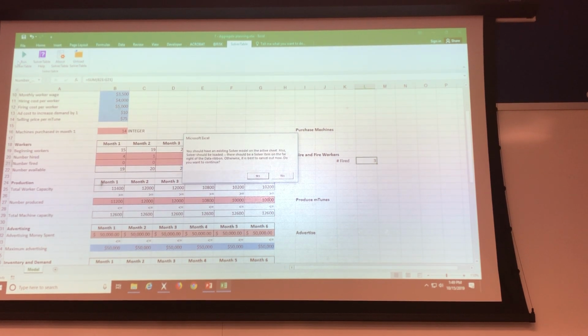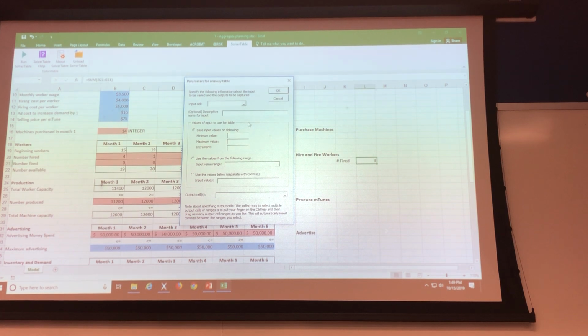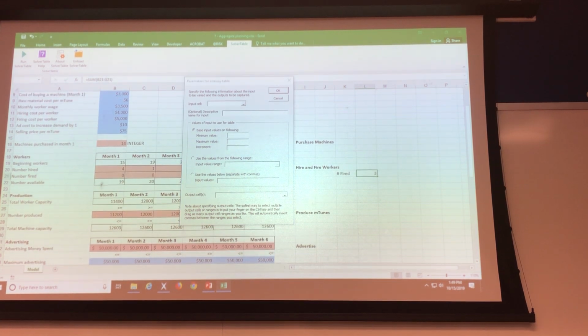All right, so go into solver table. Run solver table. We're only varying the one thing, so go to one-way table. And what was that one thing we were varying? We just said it. The firing cost, which is right there in B12. I think it's always a good idea to put these names in here. B12, the firing cost. That's what we're gonna vary.